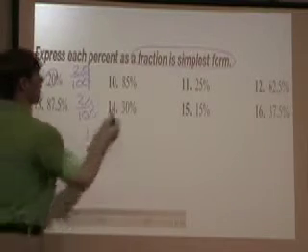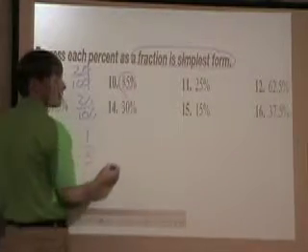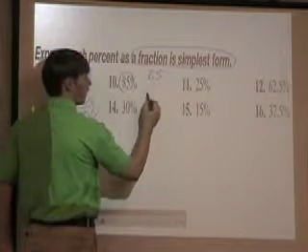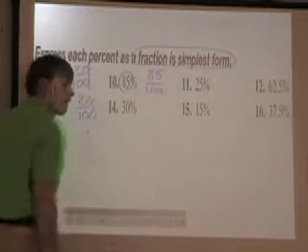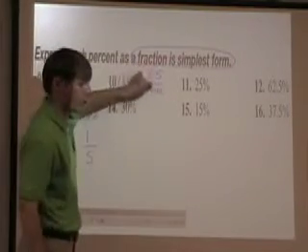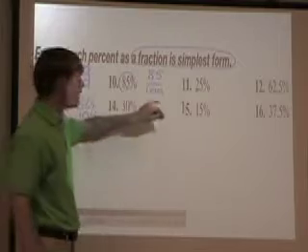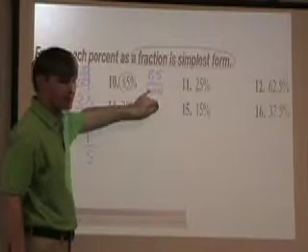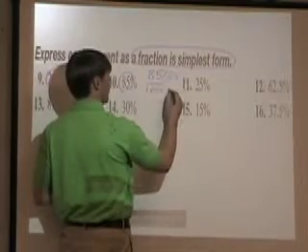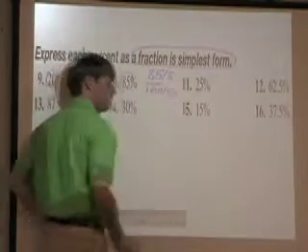So let's try the second one. 85%. I put 85 over 100. Now I have to simplify. 5 will go into both. Now let me ask you this. If you leave it like this, is it correct? No. So I have to divide the top by 5 and the bottom by 5.